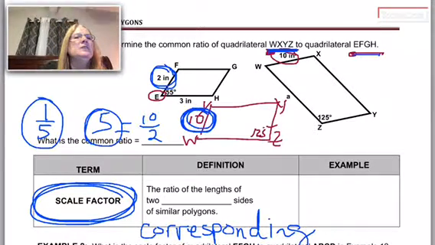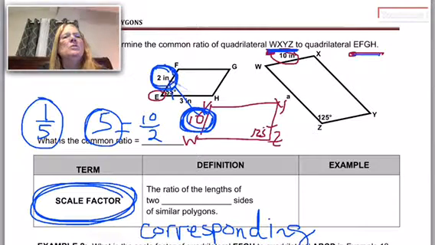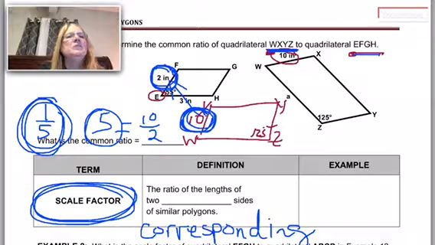Well, what you have to keep in mind is if you're going from a bigger figure, one that has a side length of 10, to a smaller figure, a side length of 2, you're going to have to multiply by a number between 0 and 1. In other words, you're going to have to multiply by a fraction to get from bigger to smaller. So 10 times 1 over 5 gives me 2.